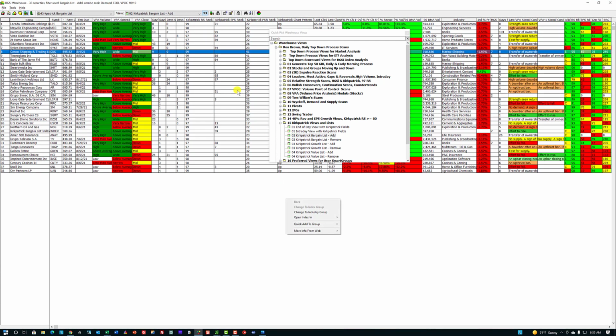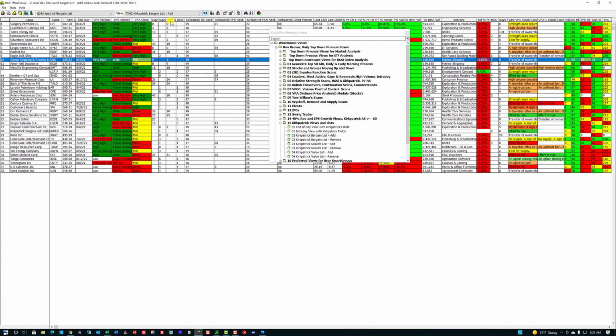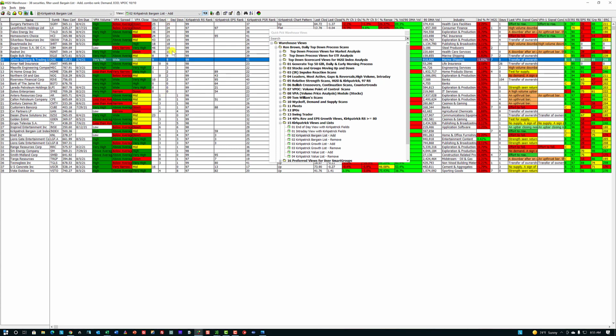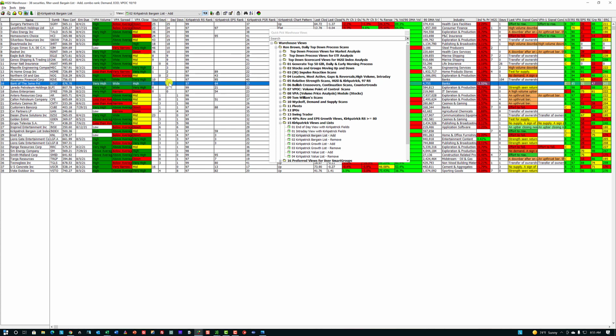The easy way to do this is to do a sort on the days since the VPOC crossover, and then go down here and look for the zeros.